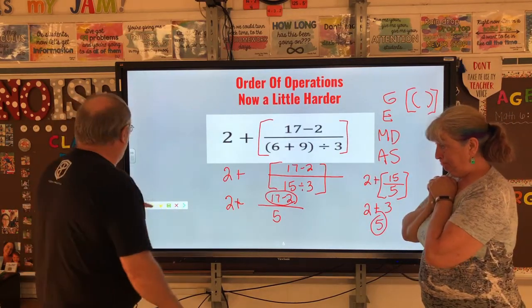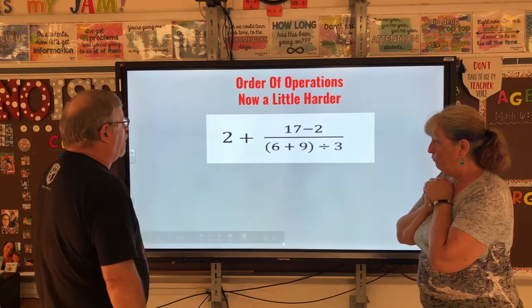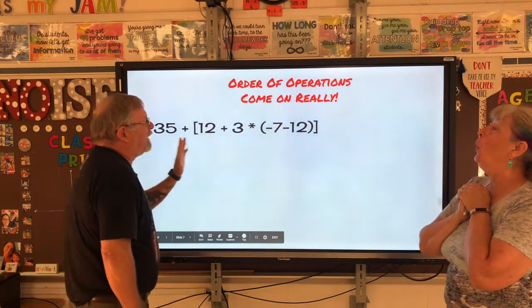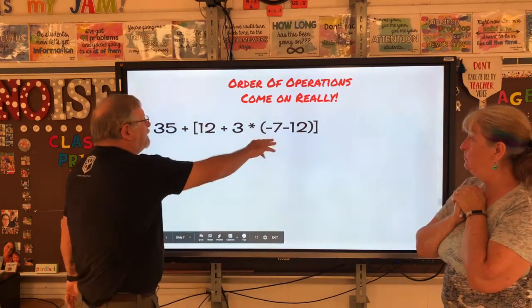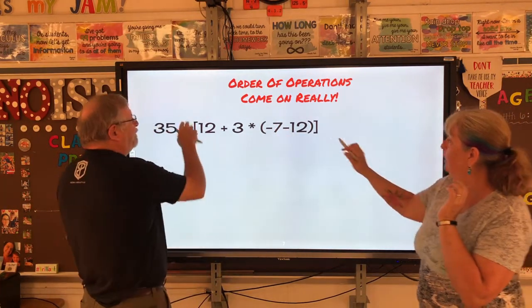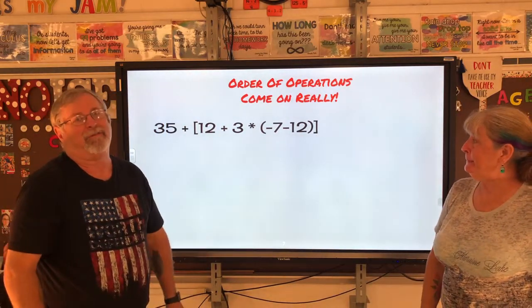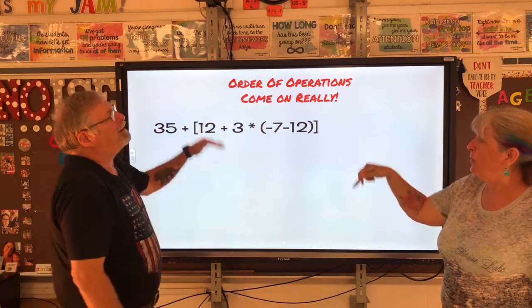What we think is kind of a harder problem, but we're going to show you another way to do it. So here we have a problem. Wow. It's got negative numbers, we're multiplying, we're subtracting a negative and a negative, we have parentheses and brackets, and we got lots of stuff. What are we going to do? I don't want to do this one.